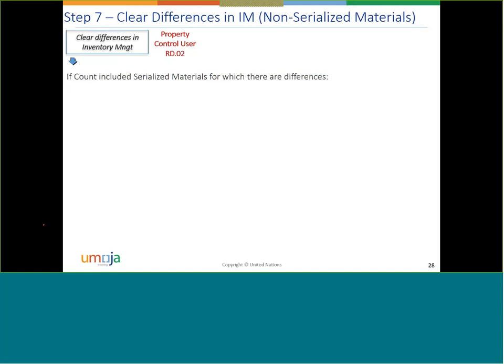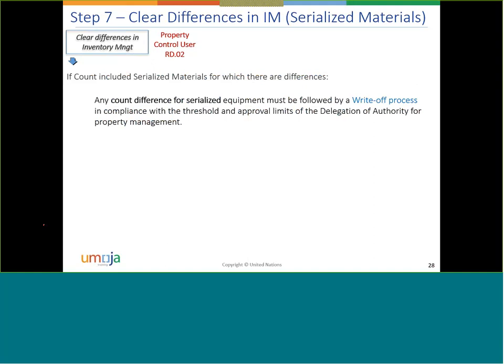And now, the last few slides. I went through that one a bit too quickly. If the count included serialized materials, this is quite important, and we're still talking about clearing differences in IM. Any count difference for serialized equipment must be followed by a write-off process in compliance with the threshold and approval limits of the delegation of authority for property management. So this is strictly by the book.